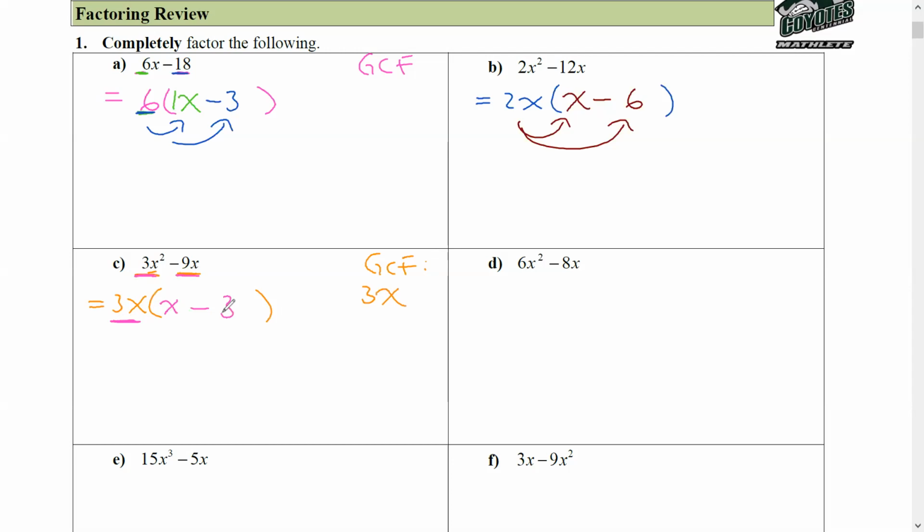D. So my GCF, what's the smallest thing that divides into 6 and 8? Well, that's 2. I should say the biggest thing that divides into 6 and 8 is 2. And x squared and x, x. So I'm going to factor out a 2x. And then I say to myself, 6 divided by 2 is 3. x squared divided by x is x minus.